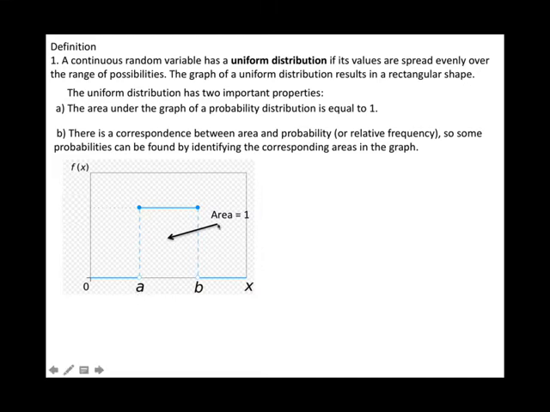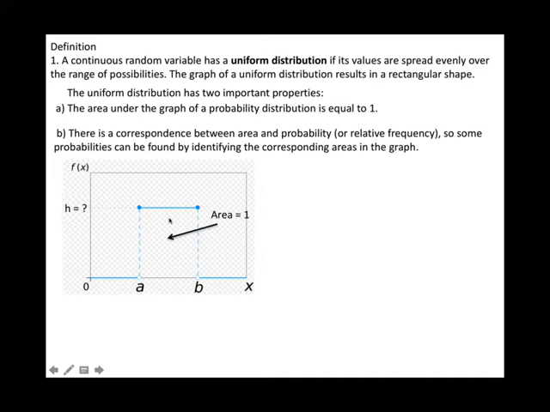Okay, so you look at this uniform distribution. You could see the starting point here, the initial value is going to be A, and then the ending value is going to be equal to B here. And this is a rectangle. Total area under the curve is going to be equal to 1. So what is the height of this rectangle? We need to know how to figure out the height of the rectangle here.